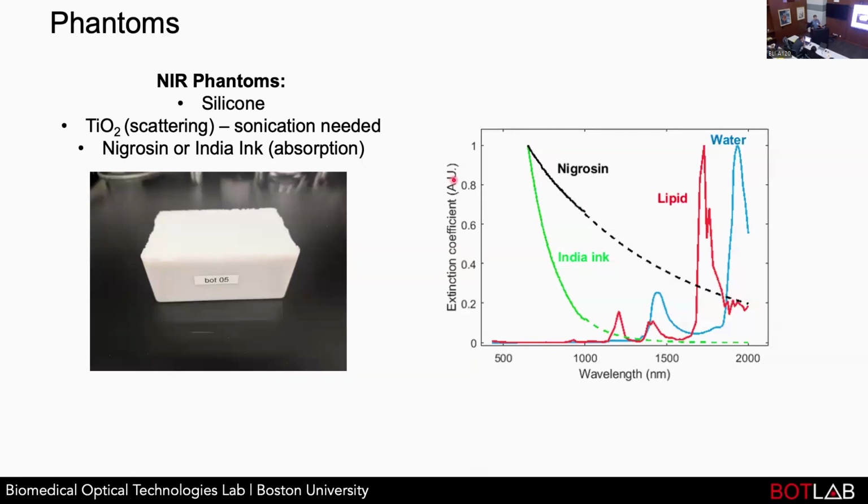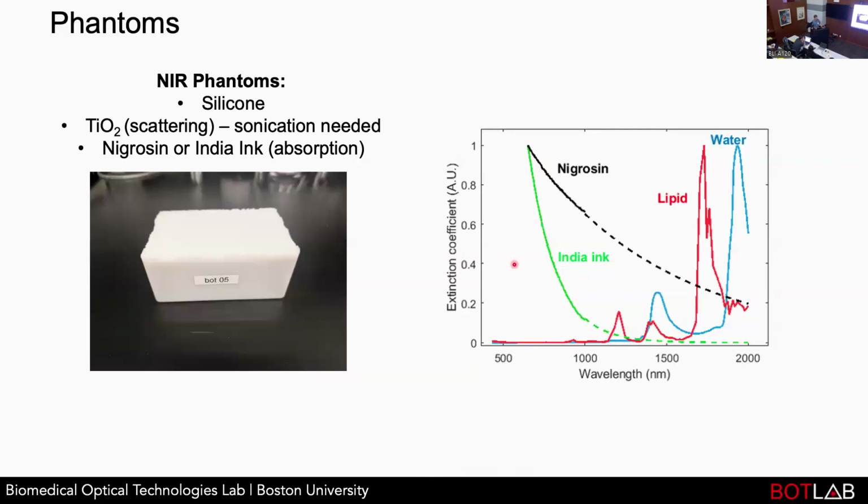We tend to make silicone phantoms, silicone being the base material, and then add titanium dioxide, which is an easy to obtain ingredient, and like in the paint on the wall, typically has titanium dioxide that provides scattering. So that's some of the back reflection you see. It's a nanoparticle that has a size distribution of scattering centers that match pretty well to tissue. And then we use a dye. Nigrosin, India ink are popular, but there's many, many others.